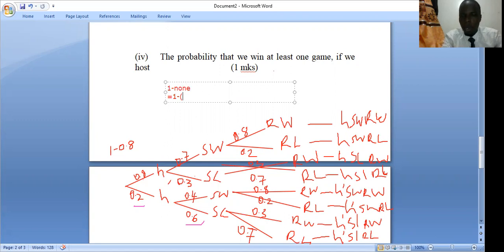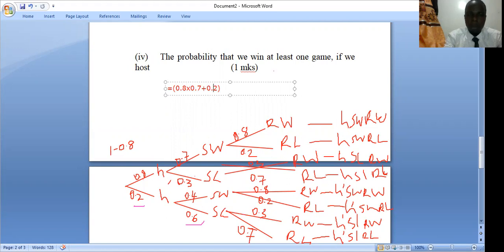if we host. We have two ways here. You can do this: we host, we win soccer, but we lose rugby. Or we host, we win rugby, but we lose soccer. That should also be giving us the answer. So let's start with the first one. That seems to be much easier, my student. So we say 0.8 times, we are hosting, because the question is if we host, 0.8, let's win soccer, times 0.7 plus 0.2. We are winning soccer in that case, but losing rugby.